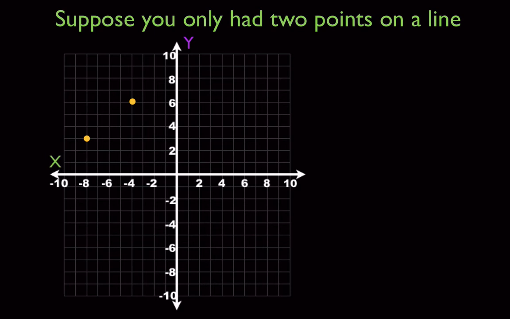Okay, now the answer is no. There is only one exact line that goes through there. Some of you may think, oh, what if I curve it? That's not a line anymore. A line is straight, doesn't have any curves in it.